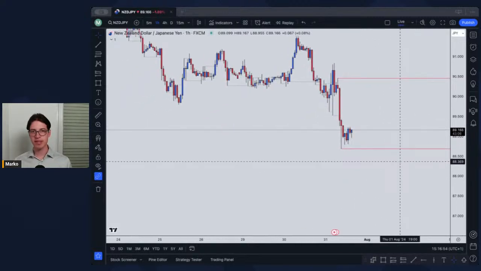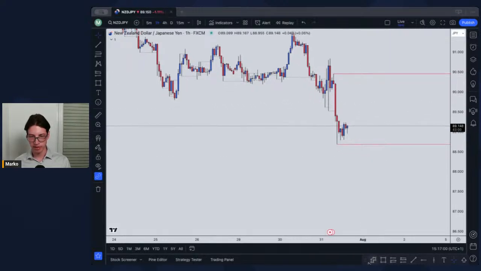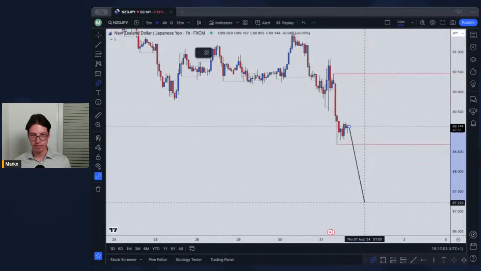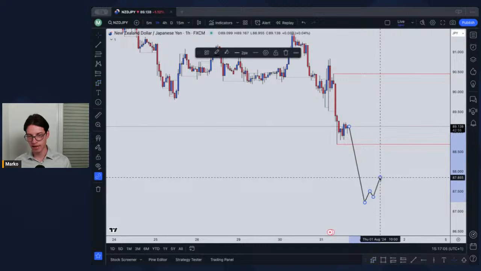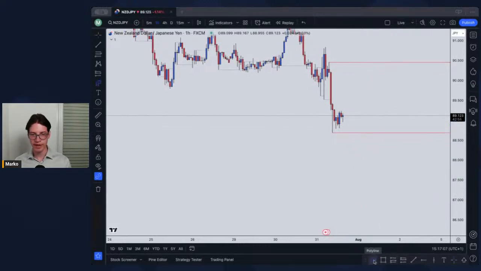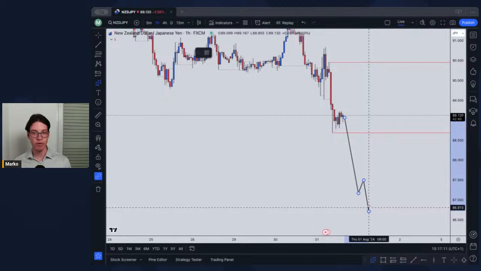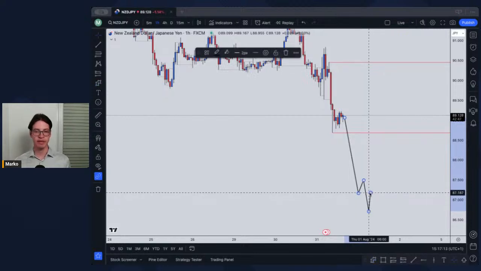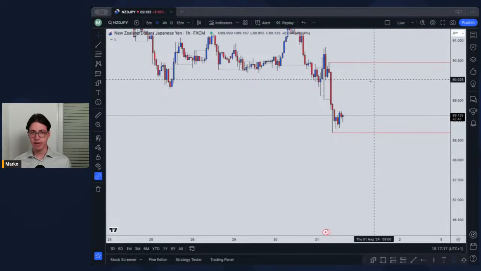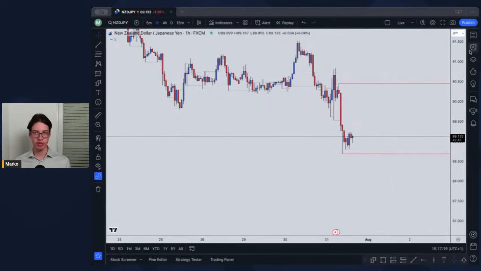What I want to see, same as the Aussie and the Japanese yen, is some strong bearish momentum kick in like this, and then a nice flag or maybe a pullback, break of the low with force, retest of the low. That would be very high probability, and that would definitely fit my plan. Until that happens, I will be more patient on the New Zealand Japanese yen.